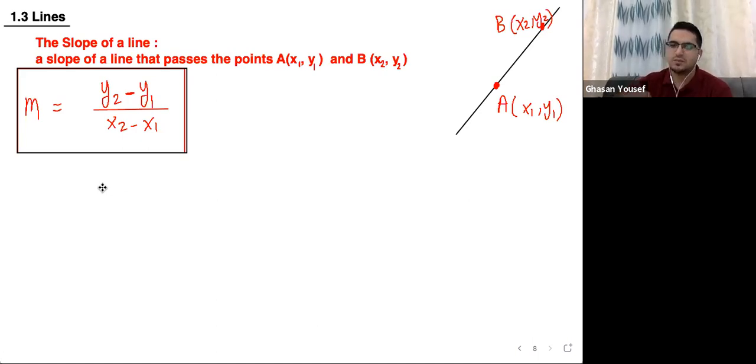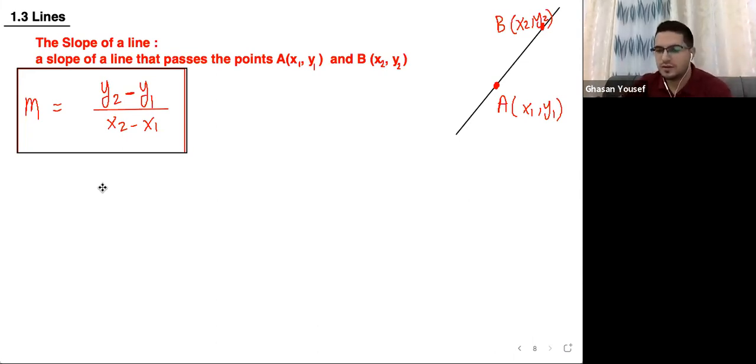Yes. The midpoint formula is (x1 plus x2) over 2, comma, (y1 plus y2) over 2. Thank you, Anta. This is the slope formula: y2 minus y1 over x2 minus x1. The midpoint formula is different: (x1 plus x2) over 2, comma, (y1 plus y2) over 2.